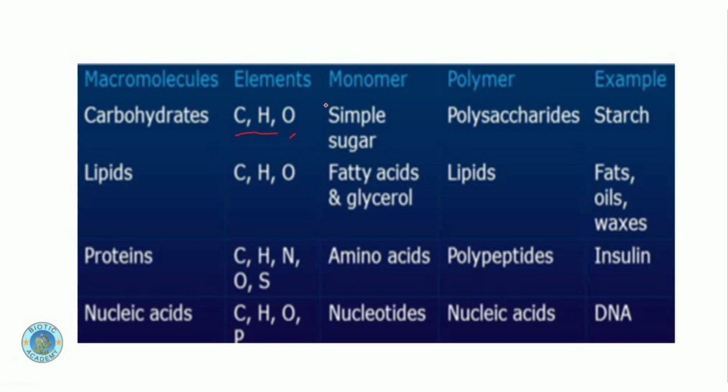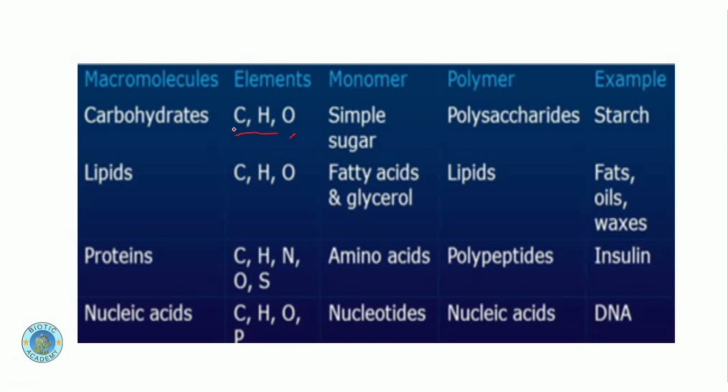The monomer, or the simplest form of carbohydrate, is simple sugar. We take carbohydrate in our diet in the form of rice, potato, pasta, cereals. These are all different sources of food which provide us carbohydrate, and after the process of digestion the cell receives simple sugar, that's glucose, which is utilized by the cell to get energy out of it.